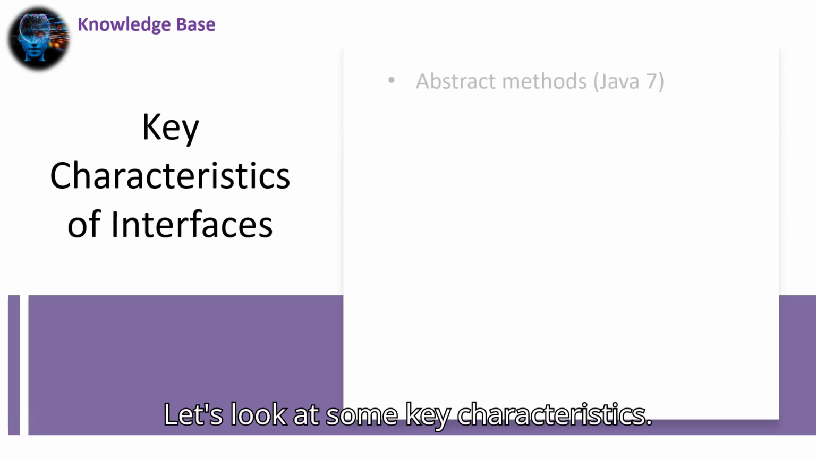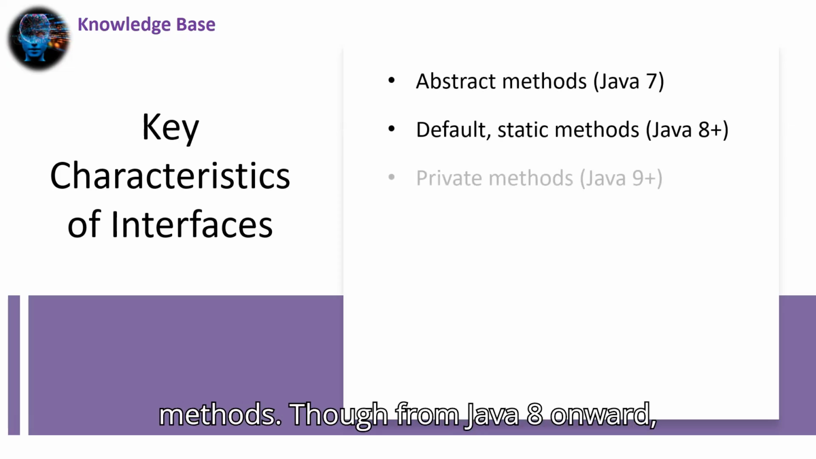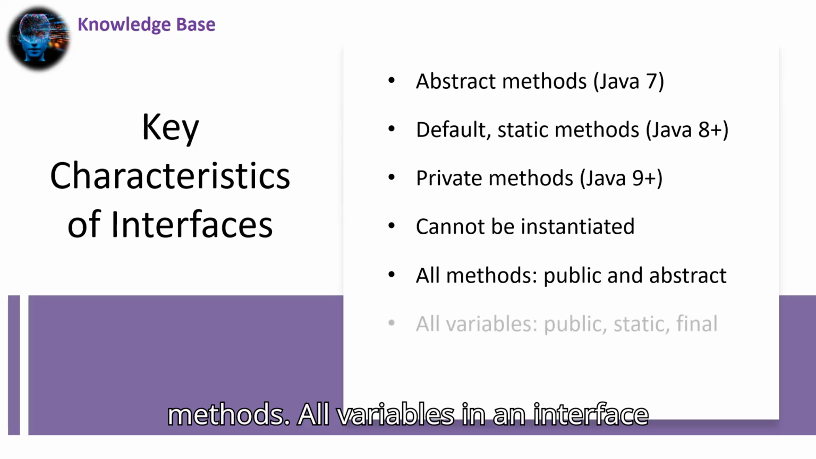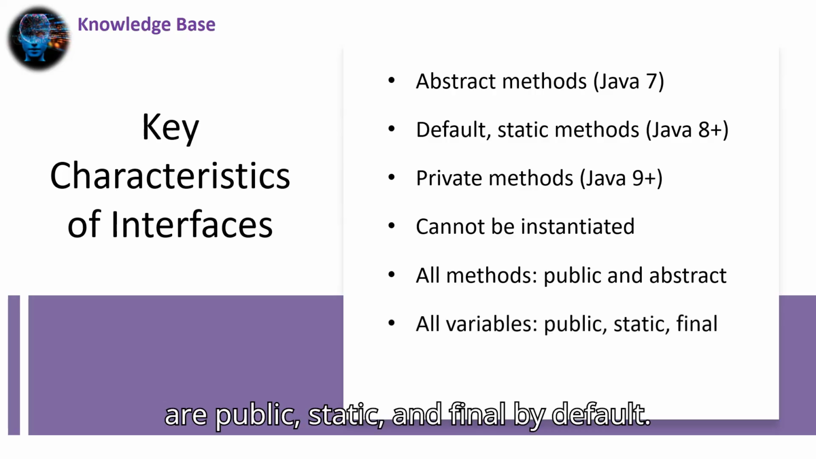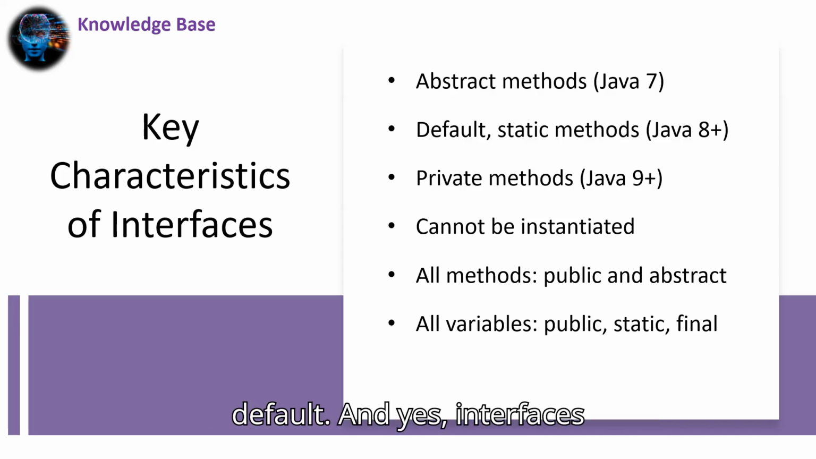Let's look at some key characteristics. Interfaces can only contain abstract methods, though from Java 8 onward, they can also have default and static methods. All variables in an interface are public, static, and final by default. All methods are public and abstract by default. And yes, interfaces cannot be instantiated.